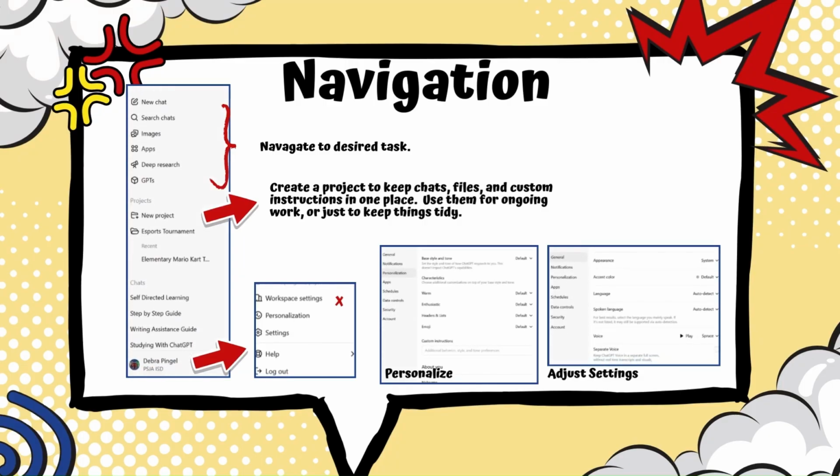Whenever we are navigating, we have different things right here to navigate. We have, if you want to create a new chat, or if you want to search for a chat that you already started before. Let's say that yesterday you were creating a lesson plan, you can search for that chat. You can also create images. They also have a lot of apps in ChatGPT Teachers, but not all of them are available for us. Some are blocked. If you want to do deep research, they have a tab called projects. You can create a project to keep chats, files, and custom instructions in one place.